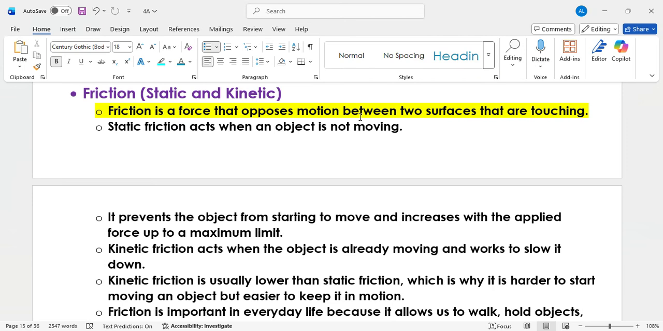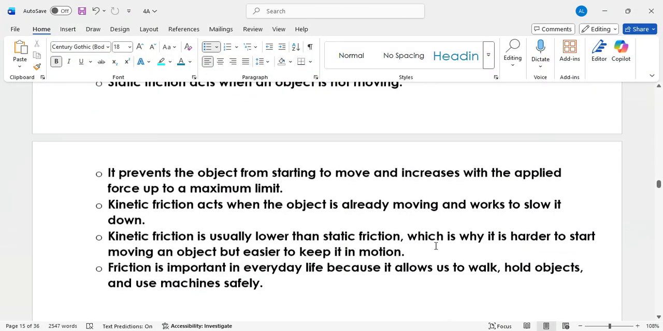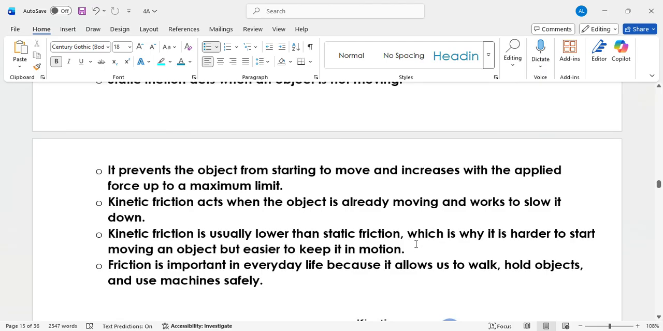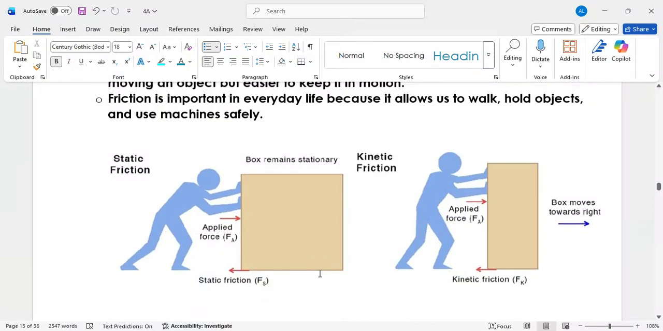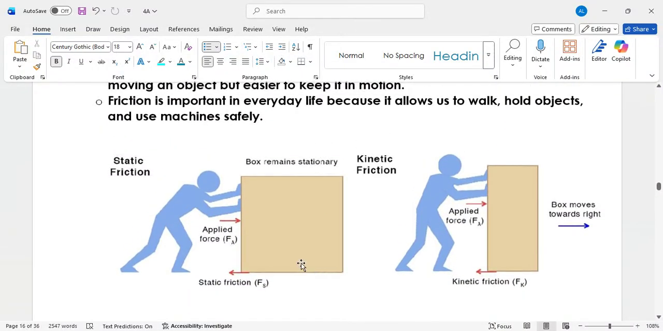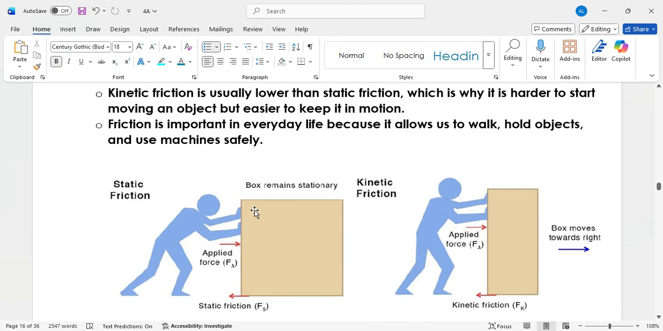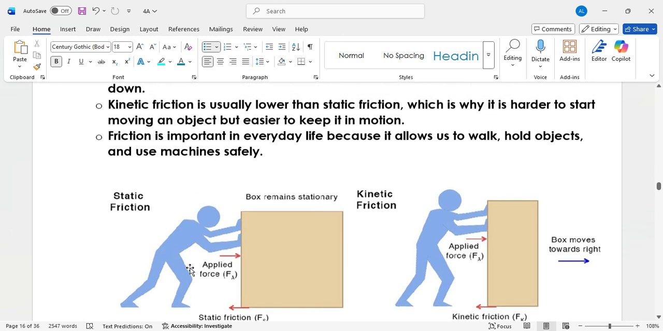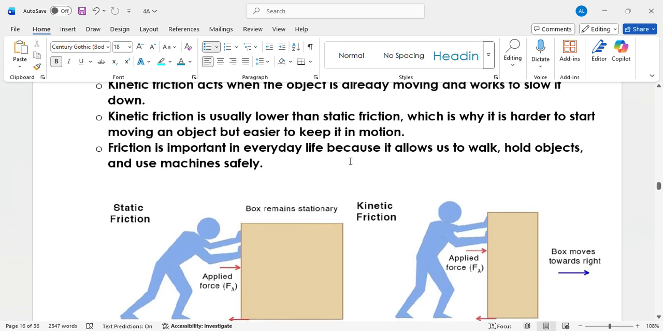Kinetic friction is usually lower than static friction. So Fk is less than Fs, which is why it's harder to start moving an object but easier to keep it in motion. When the block is in motion, a little amount of constant force can keep it moving. You don't have to exert that much force. Friction is important in everyday life because it allows us to walk, hold objects, and use machines safely.